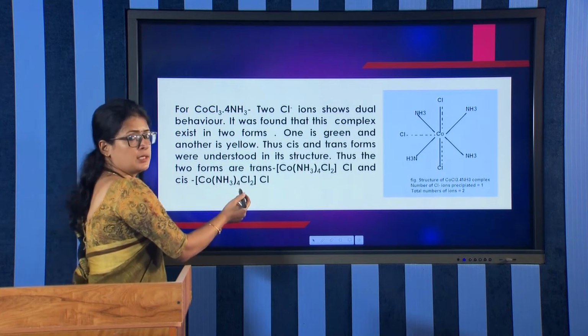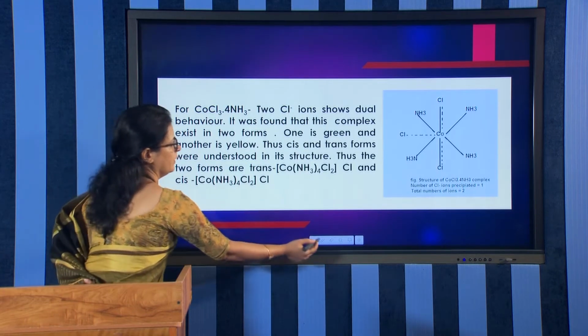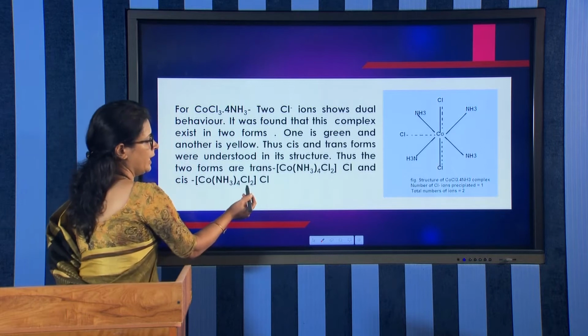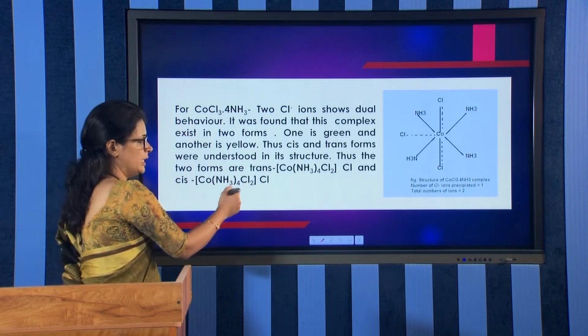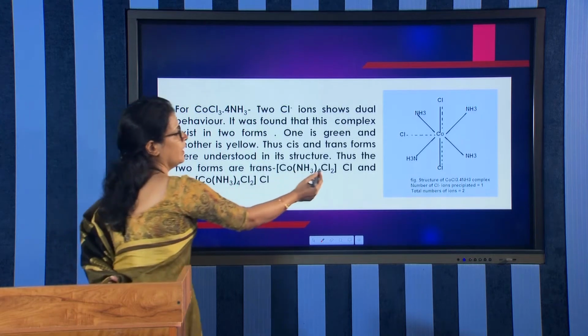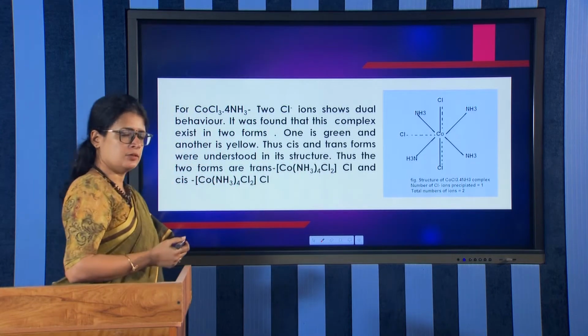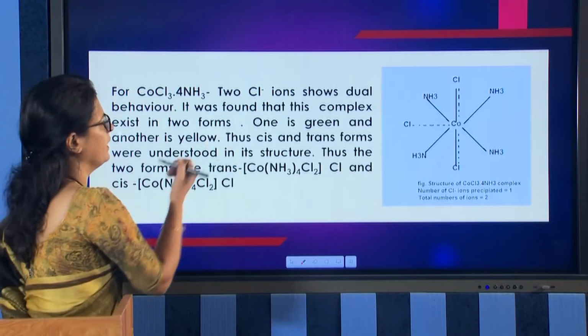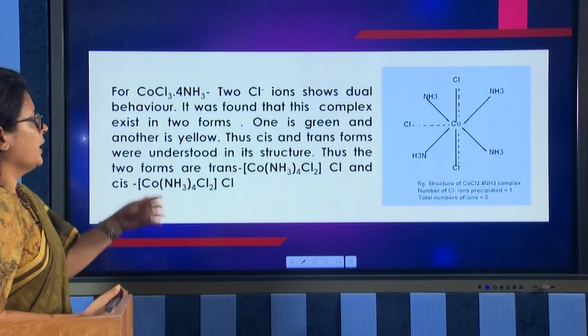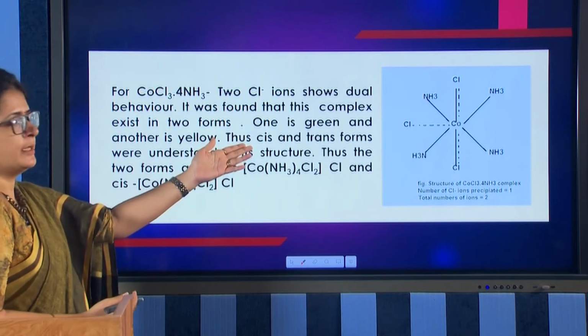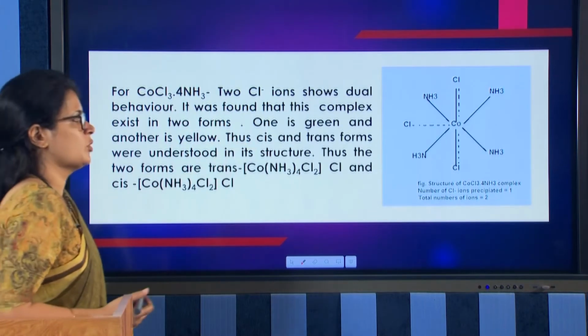How does it become cis? When both the chloride ions are adjacent to each other, it is called cis. If they are in the opposite direction, it is trans. One is having a green color, another is having a yellow color. And you can represent the structure like this. The structure he represented was like this.